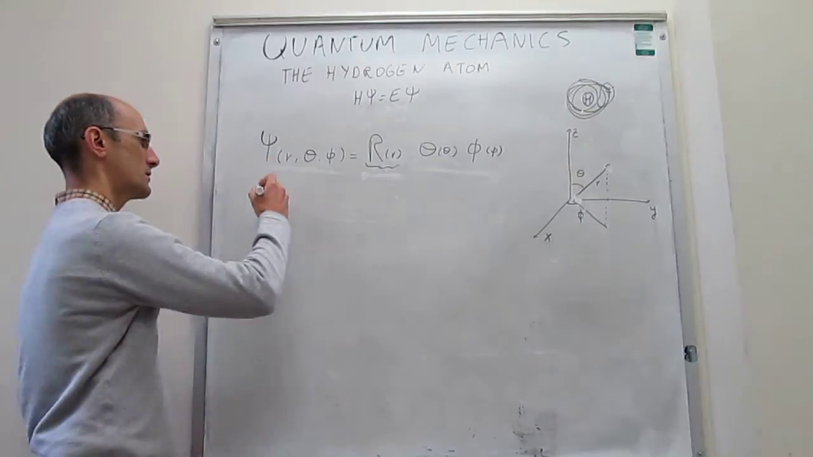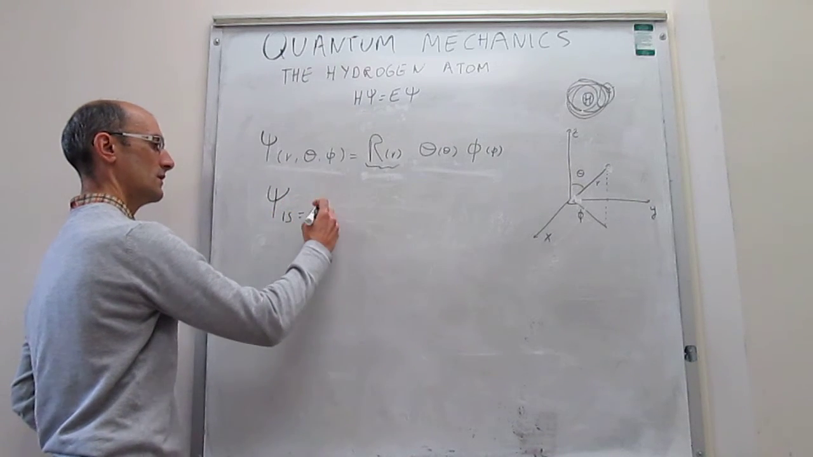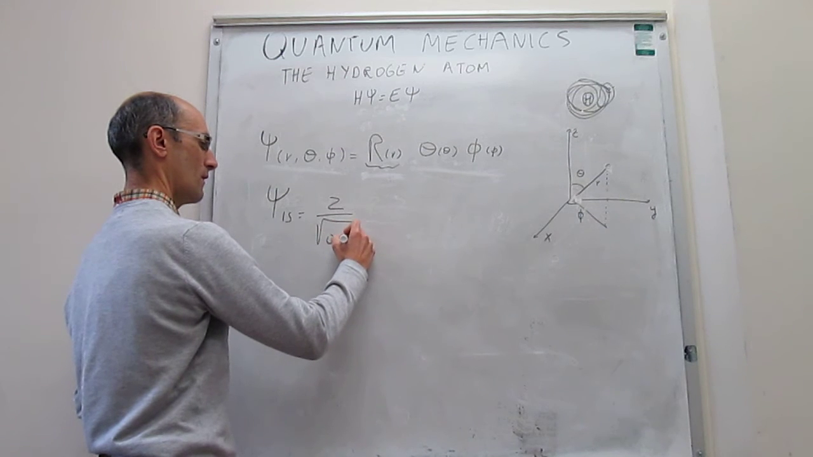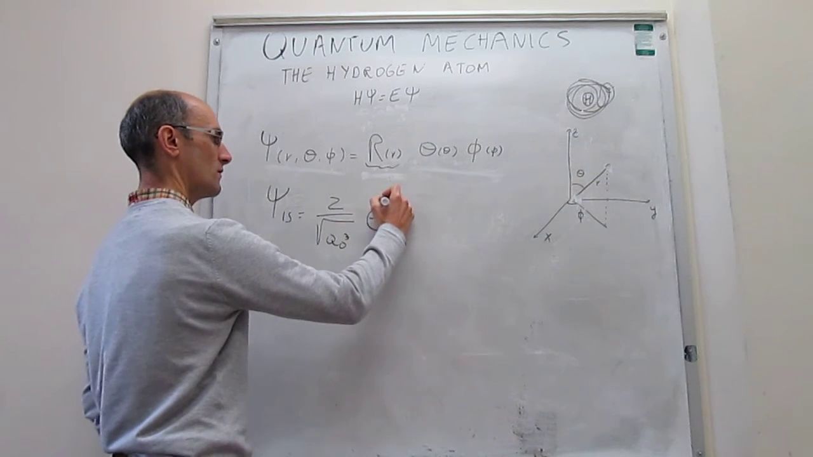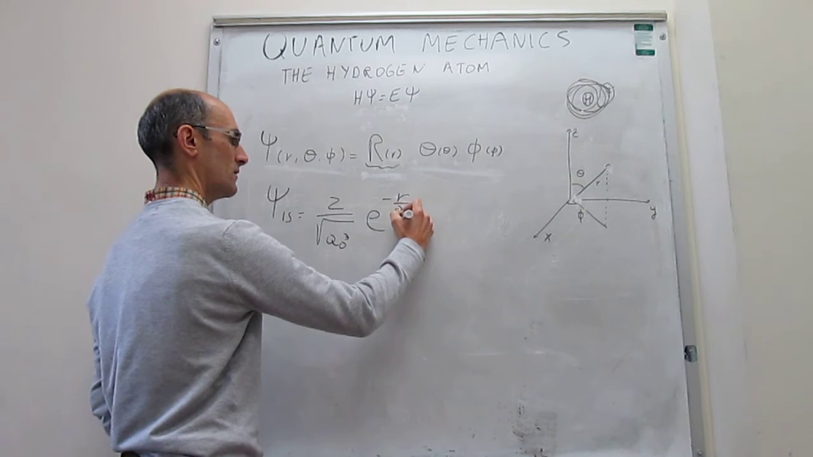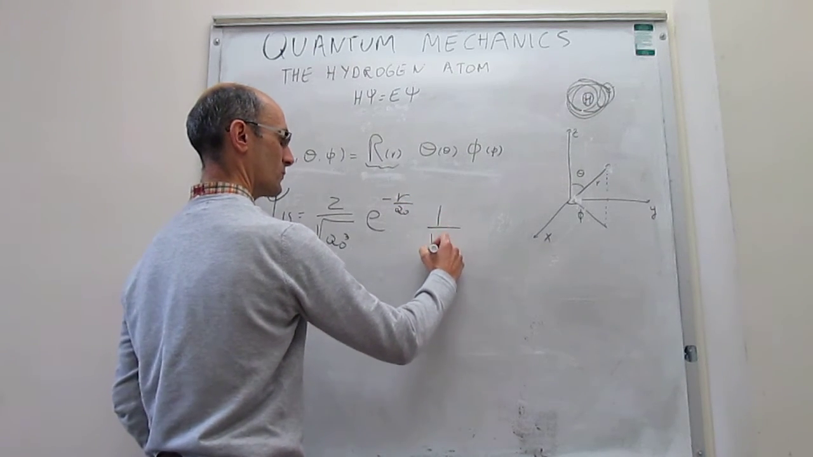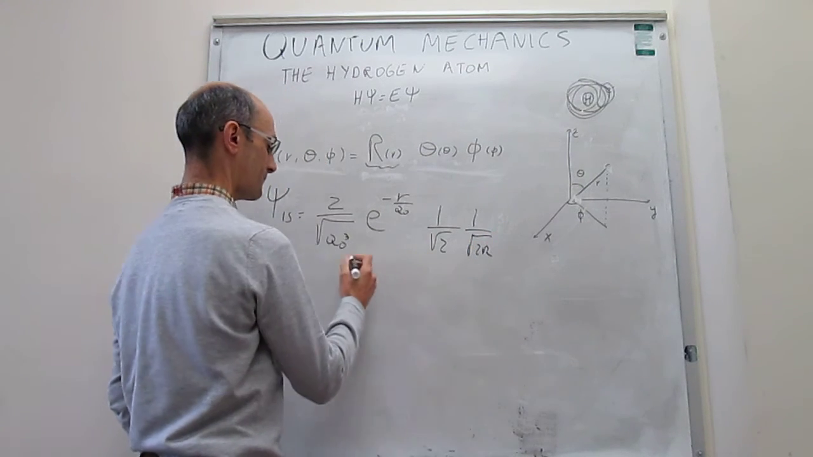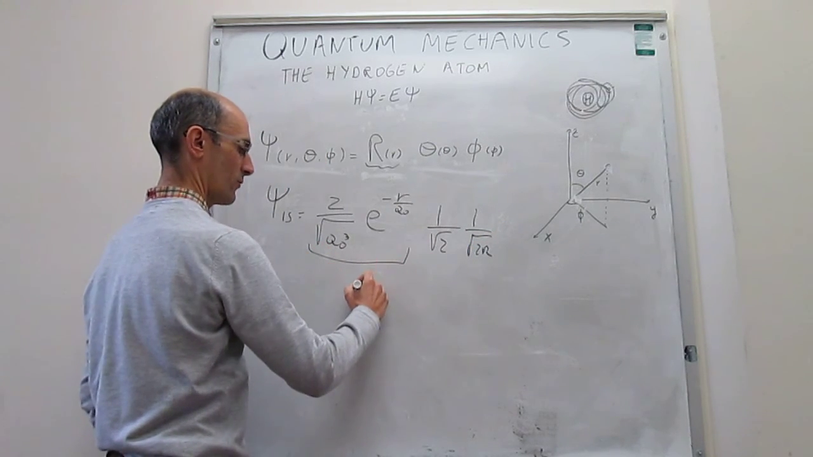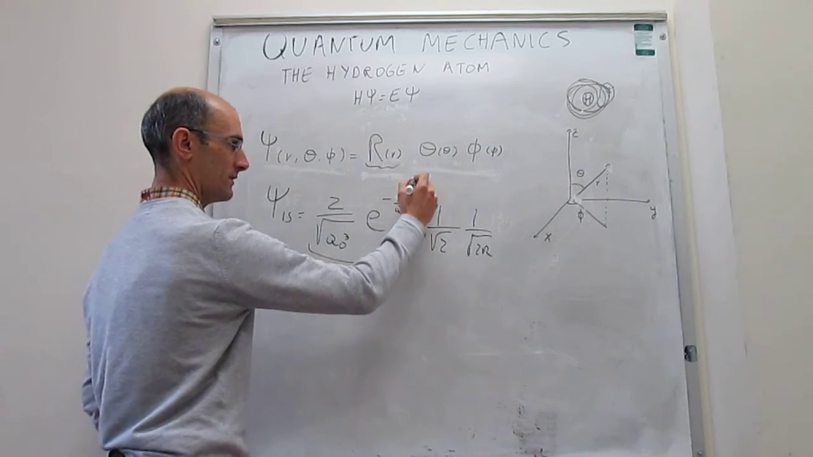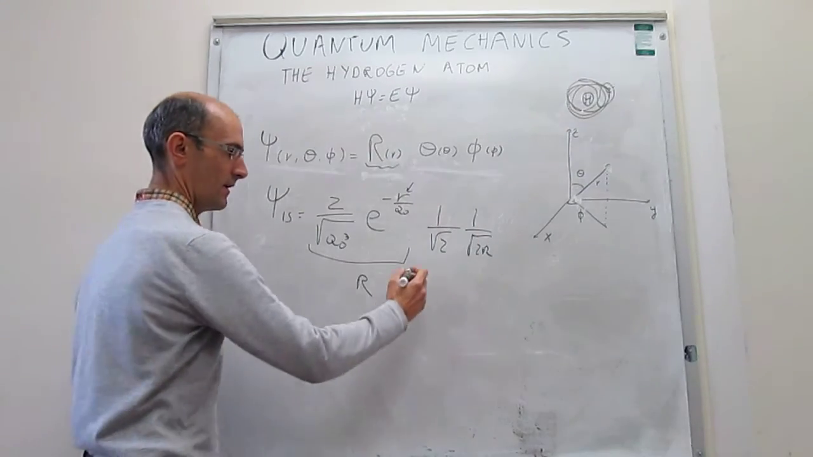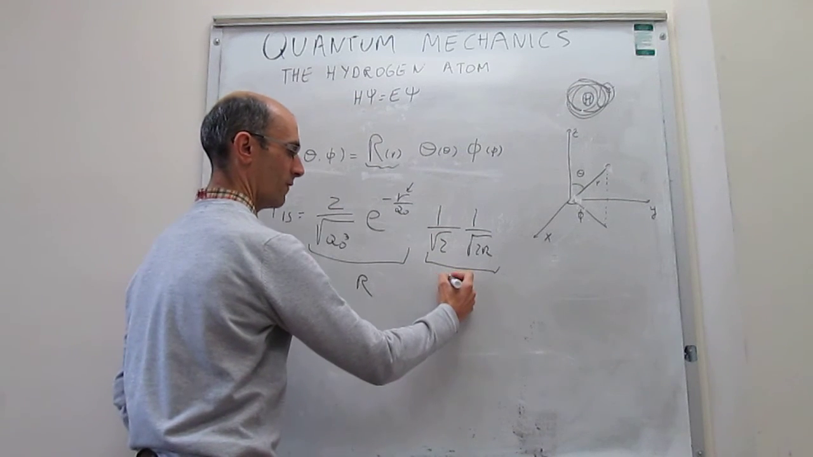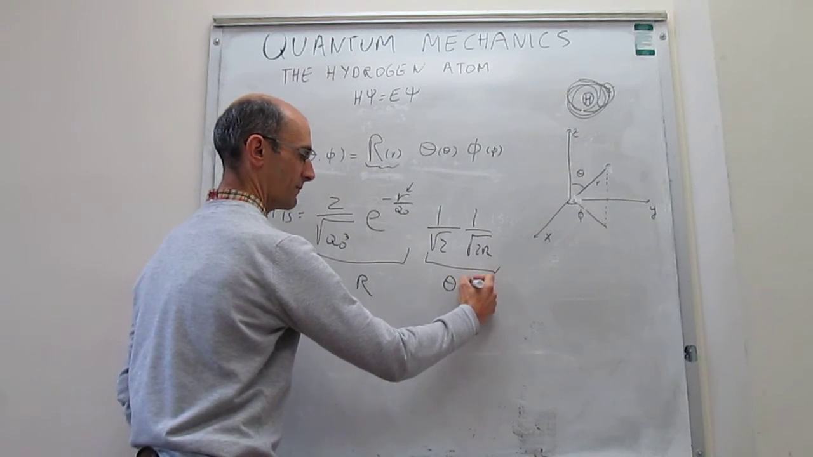orbital. So psi of 1s looks something like this: 2 over the square root of a naught cubed, and then e to the minus r over a naught, and then 1 over the square root of 2, and 1 over the square root of 2 pi. This is the angular part. Notice that the first part is the one that depends on r, and this would be the angular part, that would be your theta multiplied by phi.